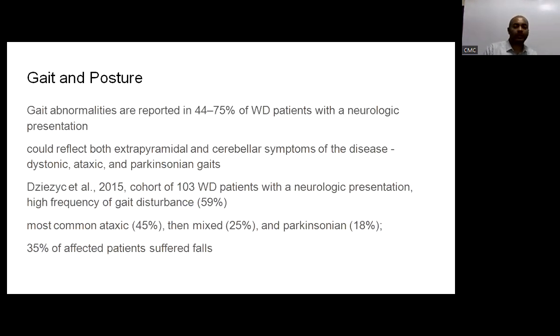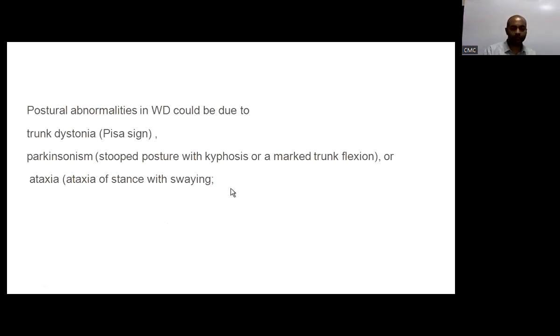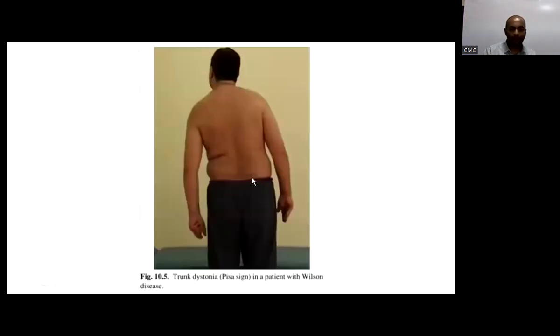Gait and posture abnormalities are reported in 44 to 75%. Usually they are due to extrapyramidal and cerebellar symptoms. In a 2015 study, they found a high frequency of gait disturbances, 59%. Most common is ataxic, mixed 25%, Parkinsonian gait 18%. 35% of patients have falls. It's showing the truncal dystonia, postural abnormality.